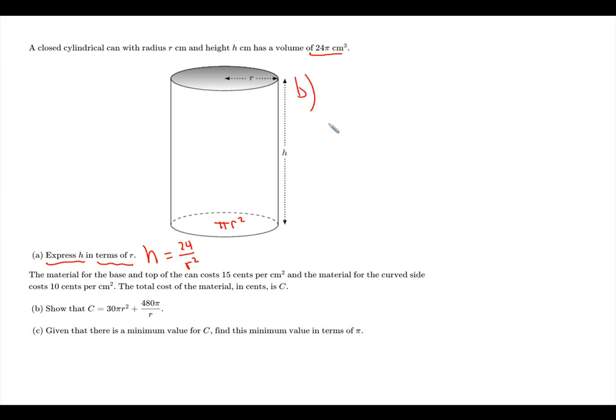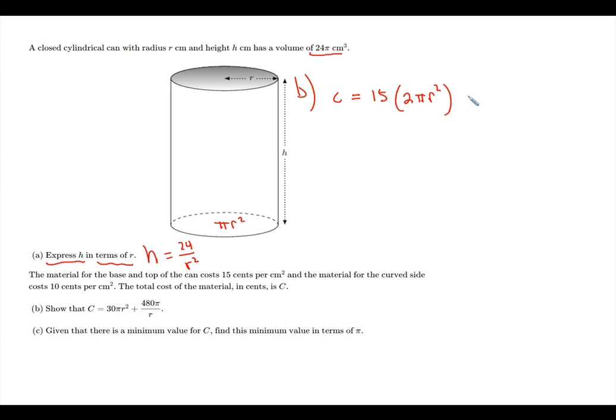So they're saying the cost is equal to, now the cost of the top and the bottom is 15 cents, so we're going to have 15. The top and the bottom are circles, so basically we have 2 times pi r squared. What we're doing is finding the surface area of the cylinder. The bottom is a circle, the top is a circle, so that's 2 times pi r squared, because the area of a circle is pi r squared.